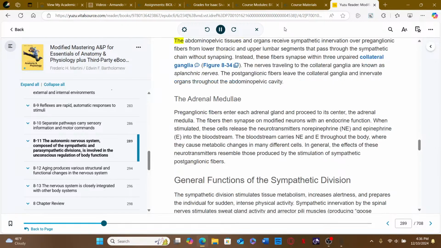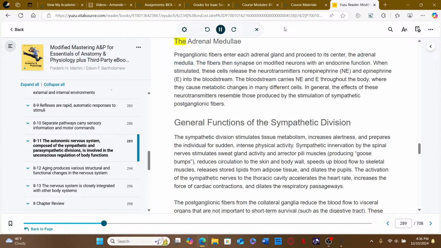The collateral ganglia. The abdominopelvic tissues and organs receive sympathetic innervation over preganglionic fibers from lower thoracic and upper lumbar segments that pass through the sympathetic chain without synapsing. Instead, these fibers synapse within three unpaired collateral ganglia. The nerves traveling to the collateral ganglia are known as splanchnic nerves. The postganglionic fibers leave the collateral ganglia and innervate organs throughout the abdominopelvic cavity.